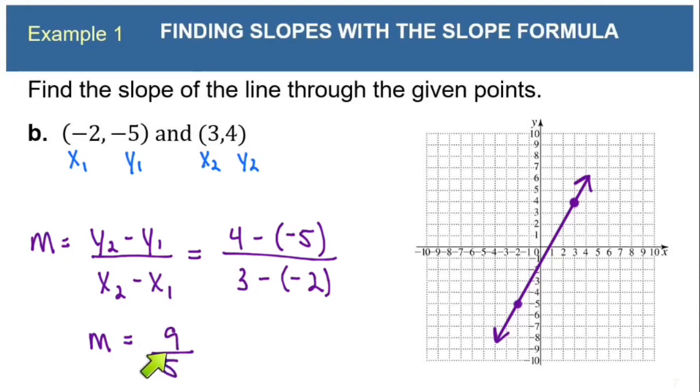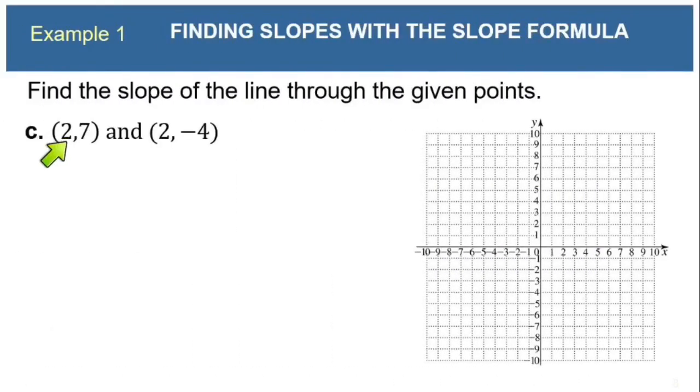Again, this is improper, which is fine. Just leave it as 9 over 5. And this time, notice that because we have a line sloping uphill to the right, our slope came out positive. So when the line slopes uphill to the right, then as you go from one point to another, a positive rise and a positive run give you a positive slope. So that's why this slope comes out positive.